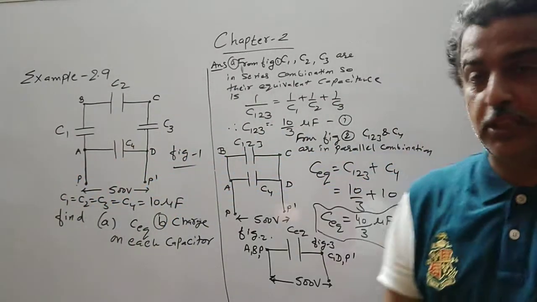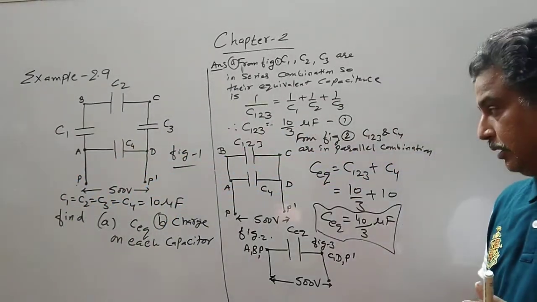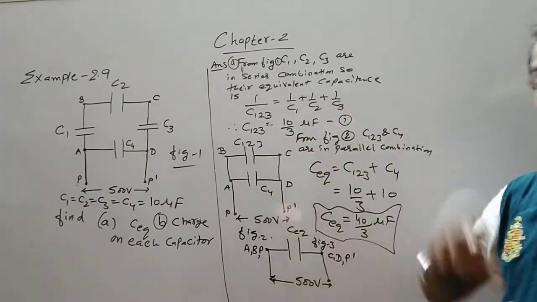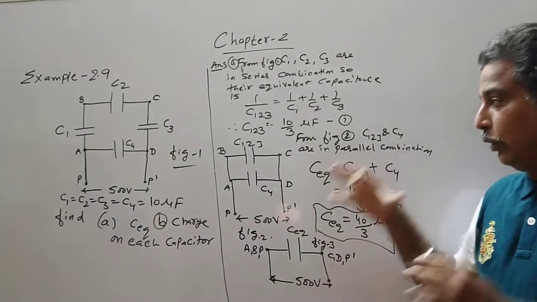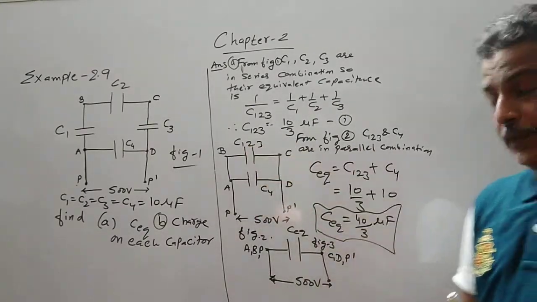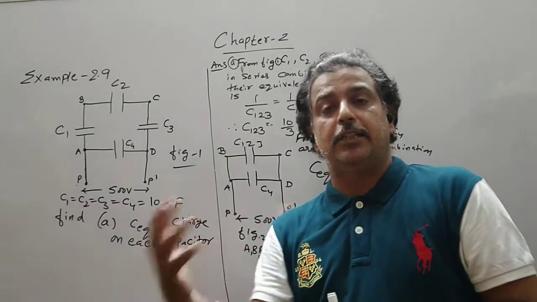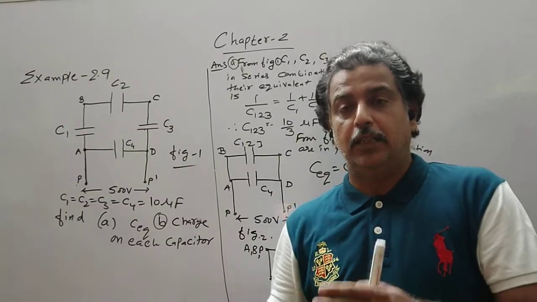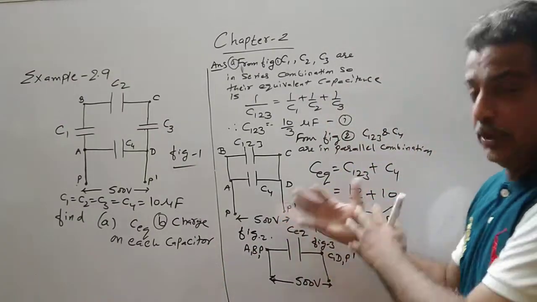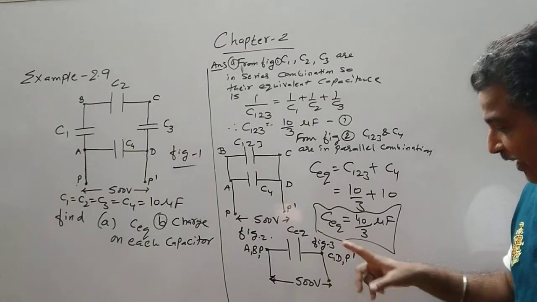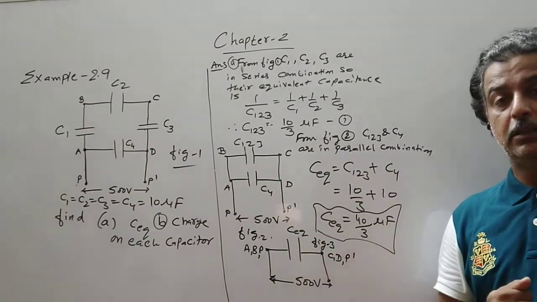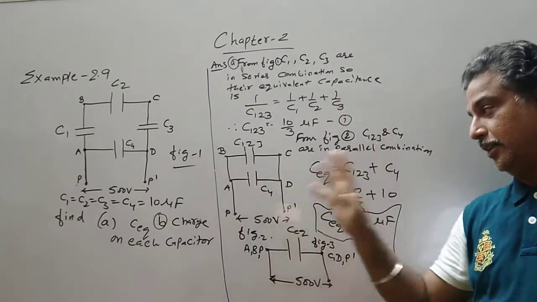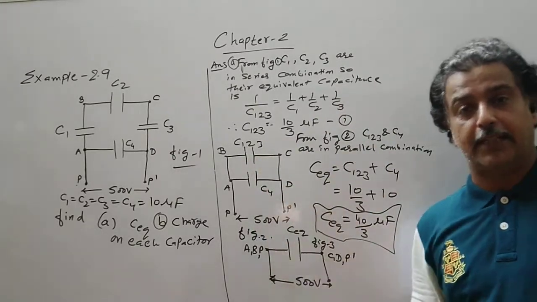Now I have to find out the charge on each capacitor. So we always have to refer to the second last diagram, and you have to say in the second last diagram whether the capacitors are in series combination or parallel combination. Then you apply the concepts which we will see. Now if I refer to this second diagram, it is clear that both the capacitors are in parallel combination. You always have to refer to the second last diagram.